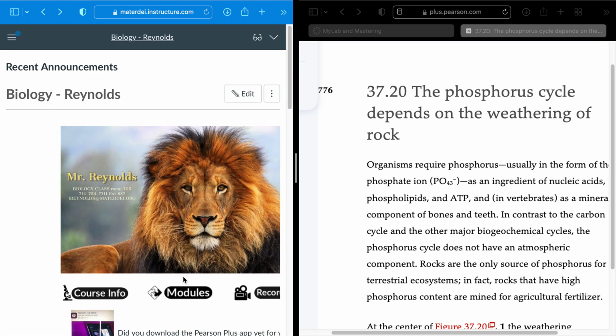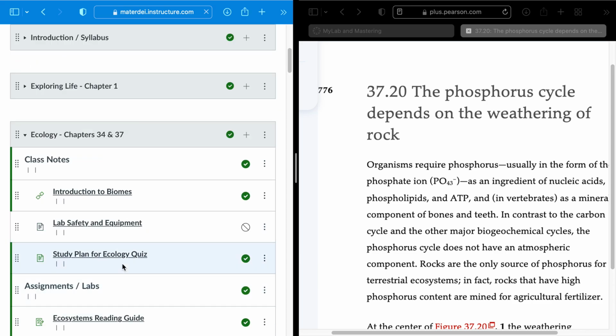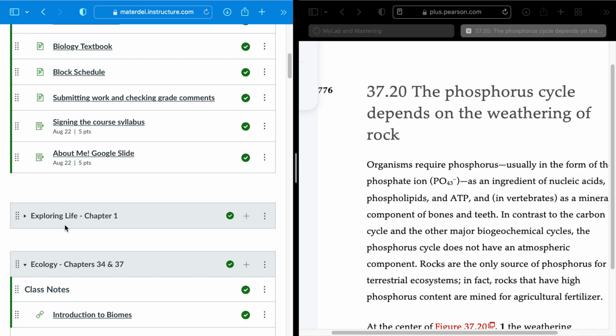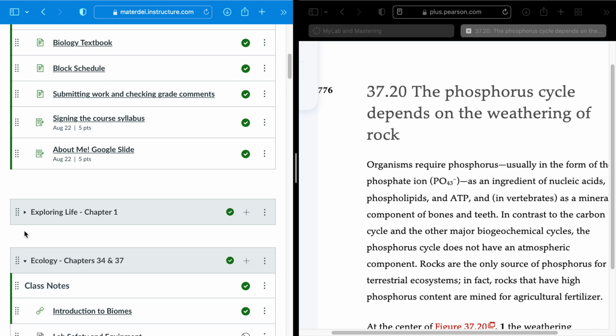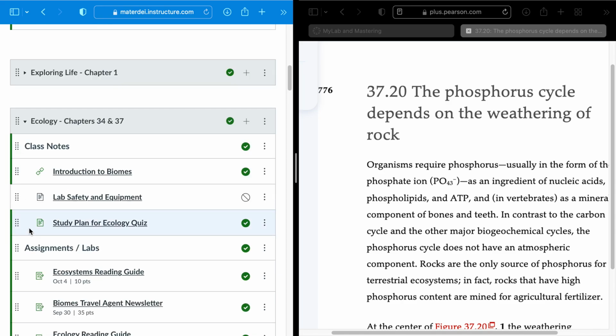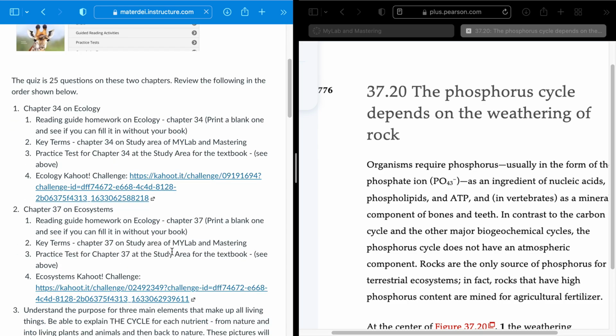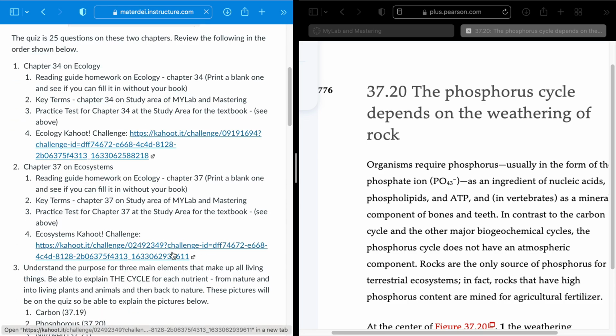So I have it under modules. And if you haven't already done so, you can minimize chapter 1 because otherwise it takes up so much space for you in the module, and just expand the ecology module, and it's right here under class notes, study plan for the ecology quiz. Every quiz is 25 questions, and so it's going to pull questions out of chapter 34 and 37.